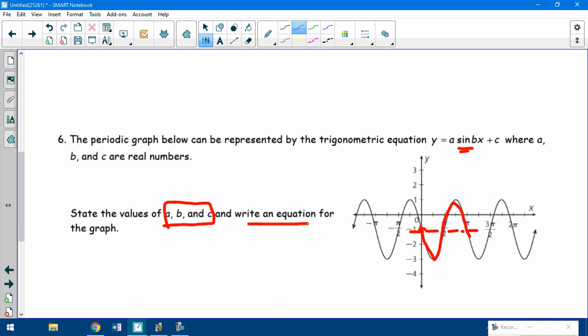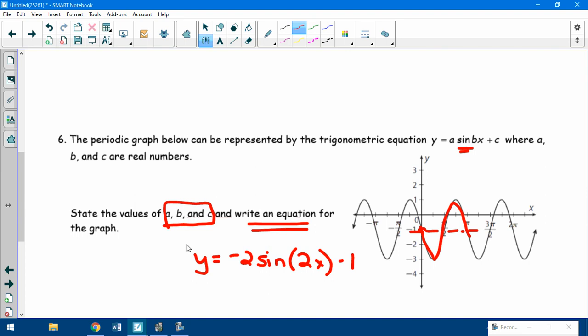So I did have a few of you that found values for A, B, and C correctly, but don't forget and write an equation. So it should have been y equals negative 2 sine of 2x minus 1. So just watch those negatives. Make sure that your graphs agree with your equations.